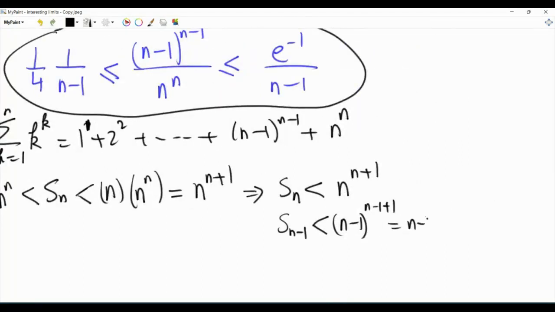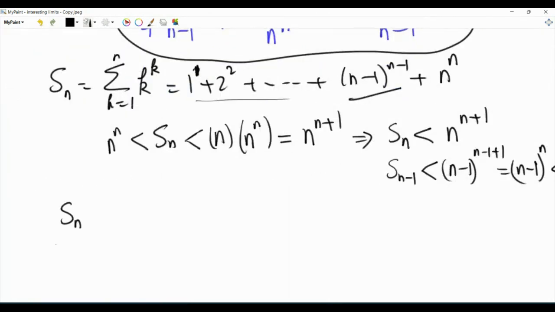And so this is (n-1) to the power n. We can do a further step of upper bounding and say that Sn minus 1 is less than n to the power n, so we upper bound n minus 1 by n. Sn minus 1, which is this summation all the way to this term, is less than or equal to n to the power n.